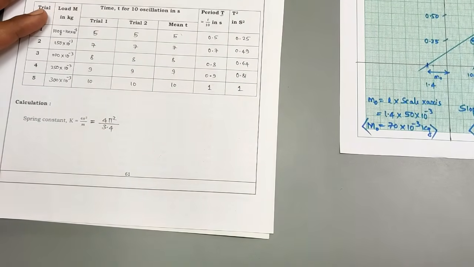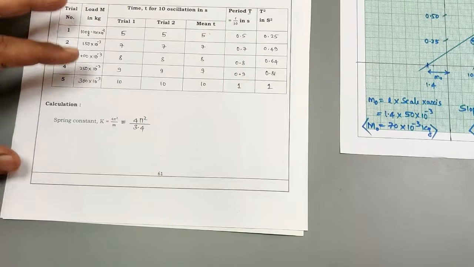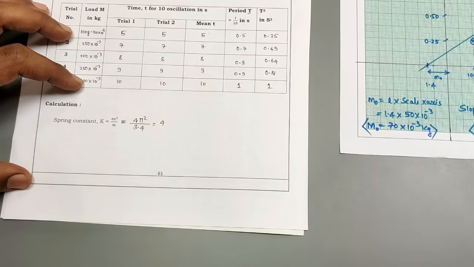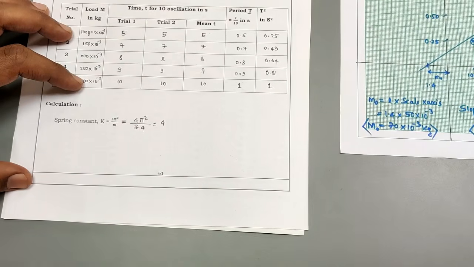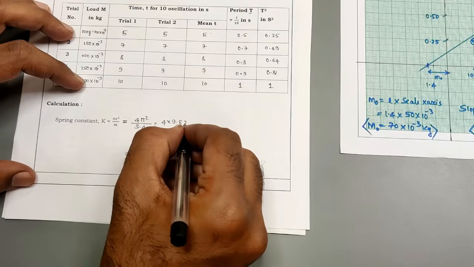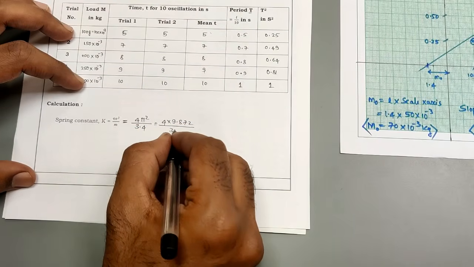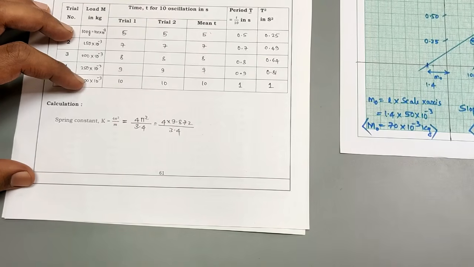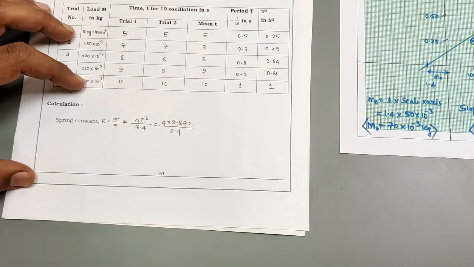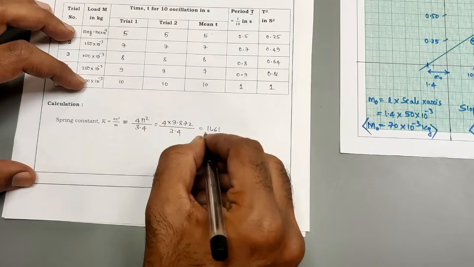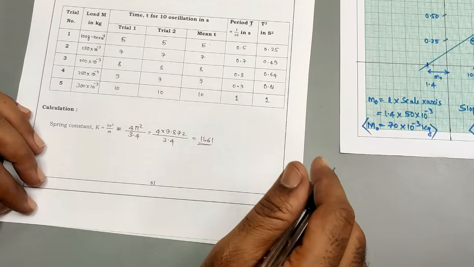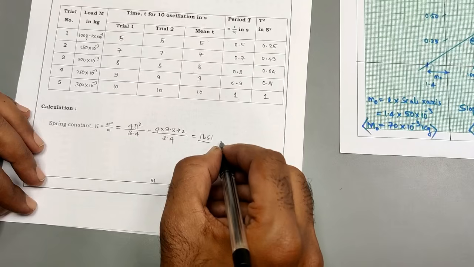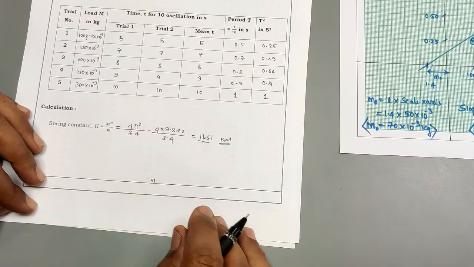Okay, so what I will get, see, you have to substitute the value of pi square as well. So you do 4 into pi square, 3.142 into 3.142, so that is 9.872. 4 into 9.872 divided by 3.4, correct? So this will be 11.61, right? So what is the unit of spring constant? It will be Newton per meter, right? So this much will be the spring constant.